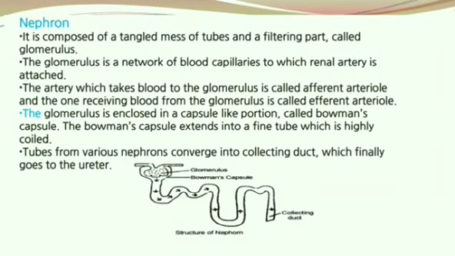The glomerulus is a network of blood capillaries to which renal artery is attached. The artery which takes blood to the glomerulus is called the afferent arteriole, and the one receiving blood from the glomerulus is called the efferent arteriole. The glomerulus is enclosed in a capsule-like portion called the Bowman's capsule. The Bowman's capsule extends into a fine tube which is highly coiled. Tubes from various nephrons converge into the collecting duct which finally goes to the ureter.